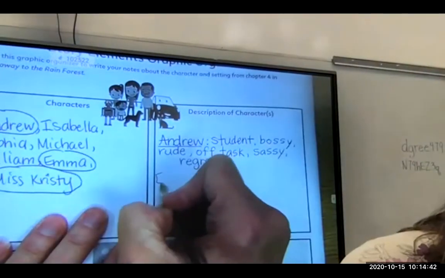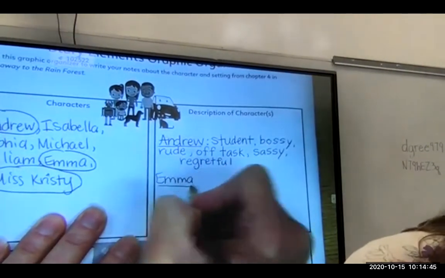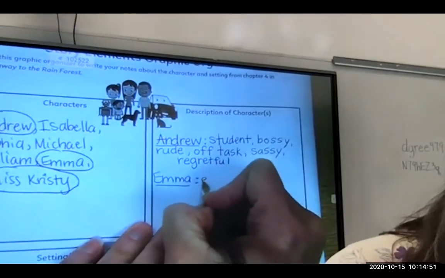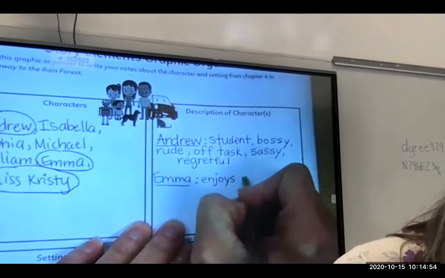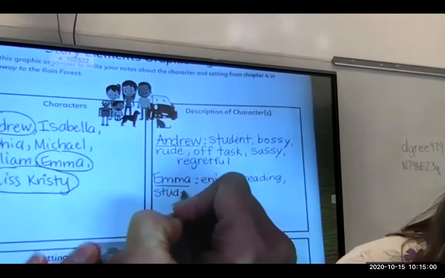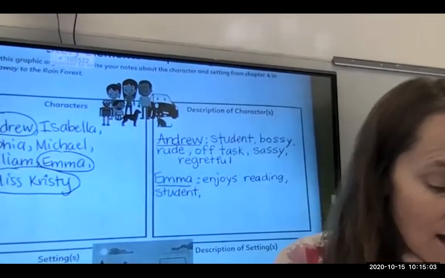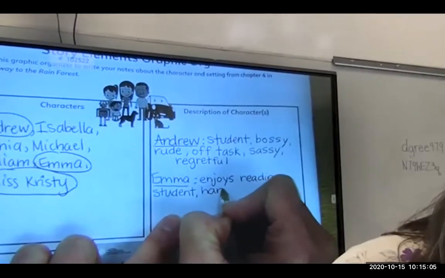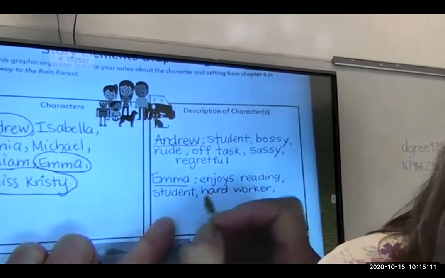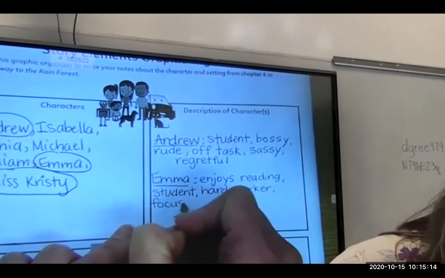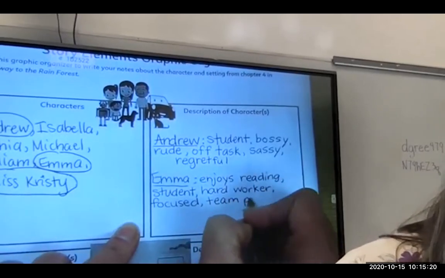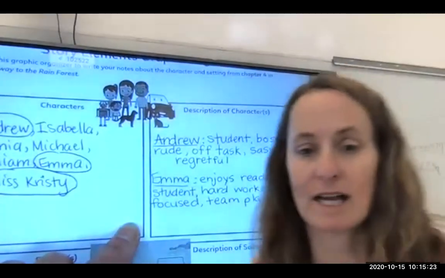So then we've got Emma, who is the other main character. If I were thinking about words to describe her and think about her actions and her feelings, I know that she enjoys reading because she shared that at the beginning. She is also a student. So thinking about character traits, I know she's a hard worker from all the things that she shared in the story, all of her work ahead of time. She's focused on her work. And I thought she was a team player, when you think about her working with her classmates.